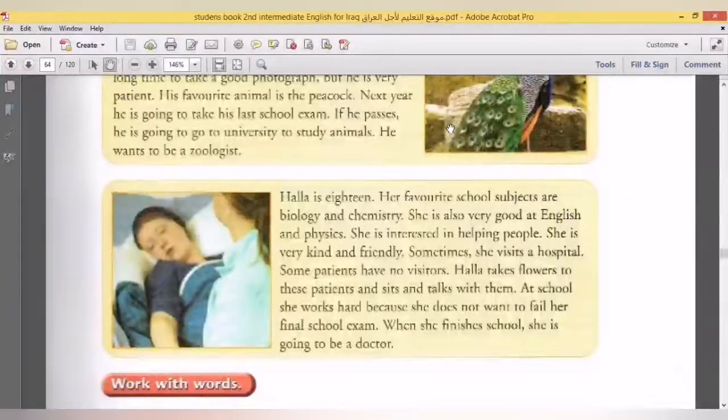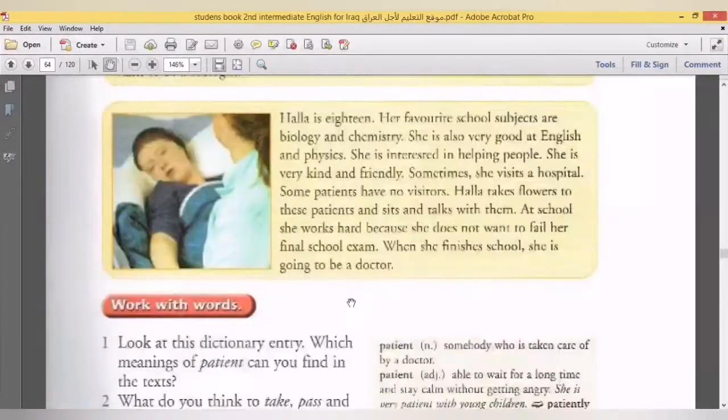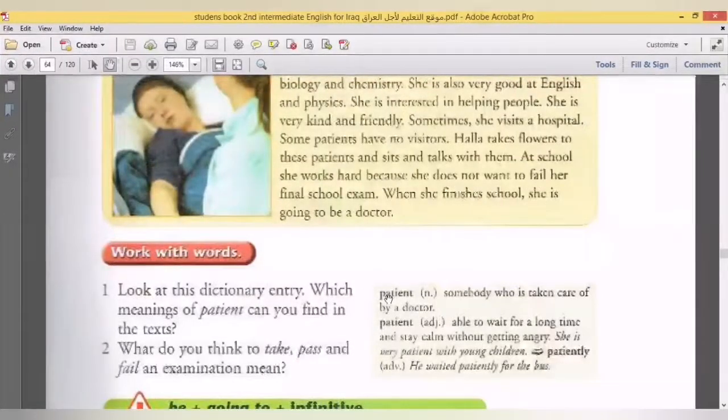Now, the first meaning of patient. Where exactly can you find the first meaning of patient? In which text? The word patient, which means somebody who is taken care of by a doctor. You find this word with such a meaning in text 2. Yes, exactly. In text 2. And the second meaning of patient, which means somebody who is able to wait for a long time and stay calm without getting angry, you find it in the first text. Exactly.